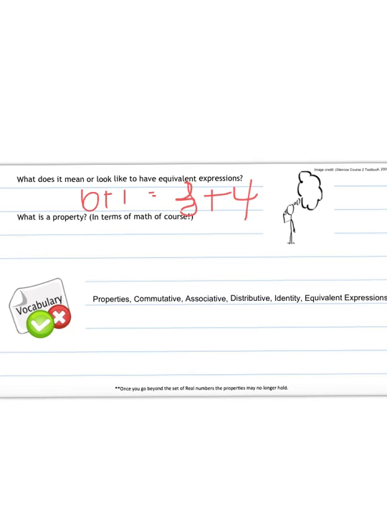Another thing to think about is what is a property in terms of math. So if you hear the word property, a lot of you might think of like land or something that you own. In math, a property is like a rule.